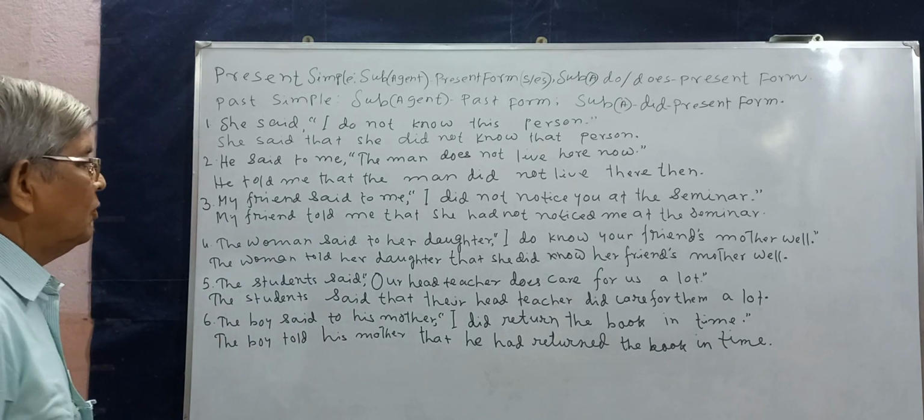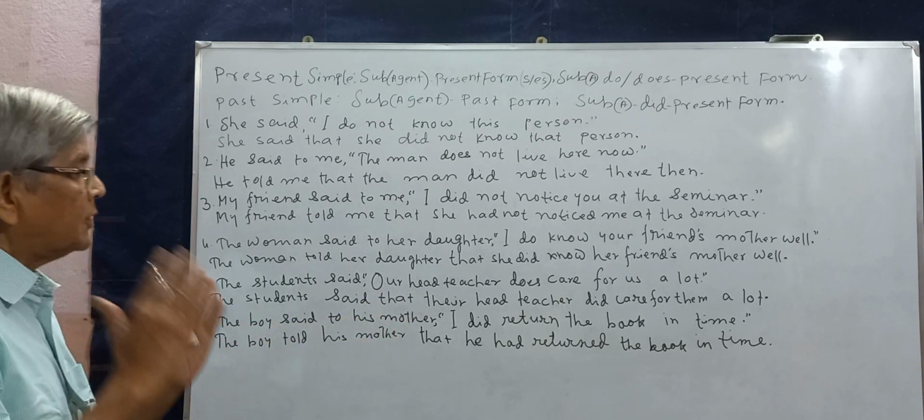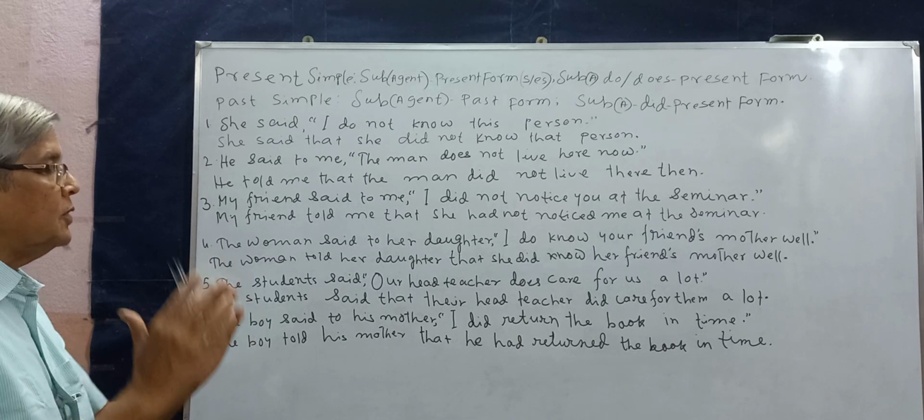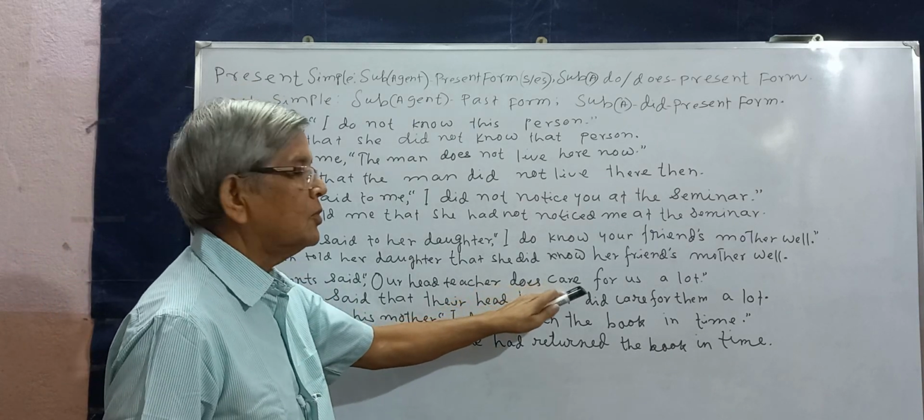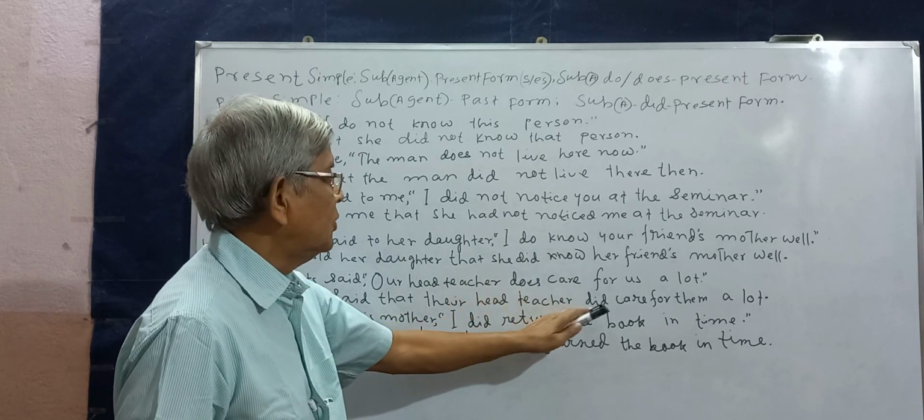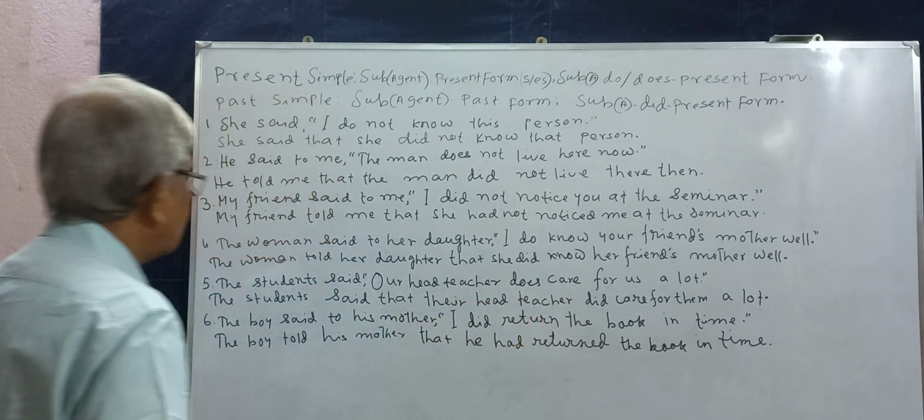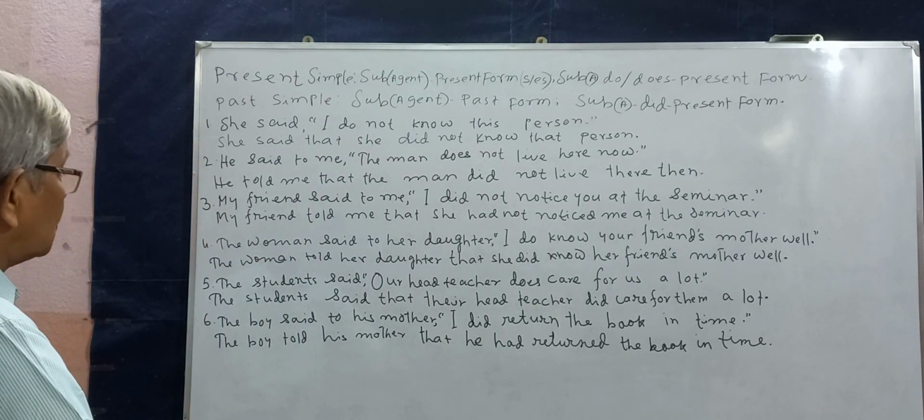Number 5, we get does as the subject is third person singular number, but as do becomes did, does also becomes did when it is used to lay emphasis on the principal verb. Therefore, does care turns into did care. The students said that their head teacher did care for them a lot.